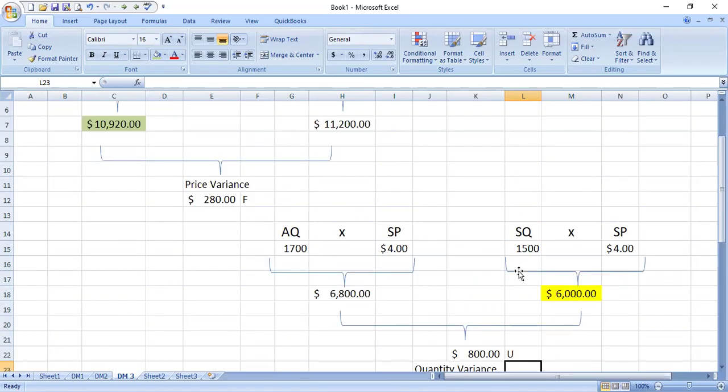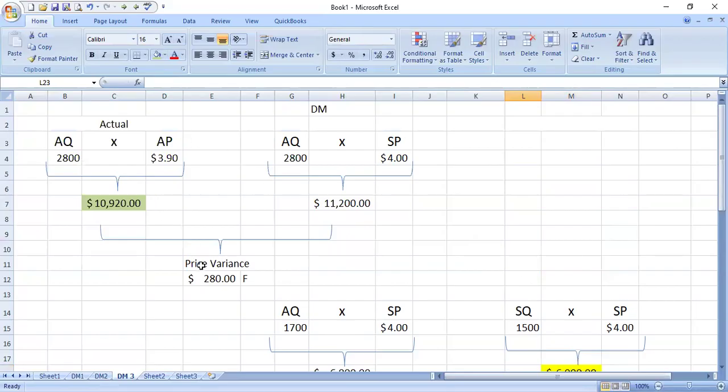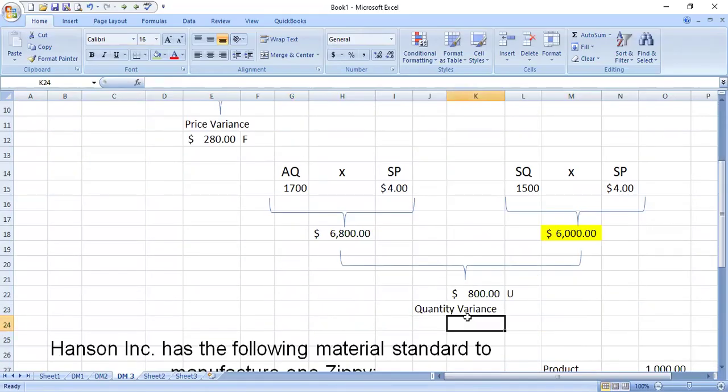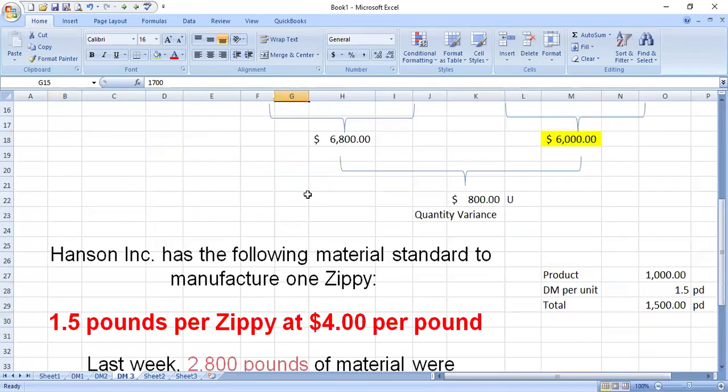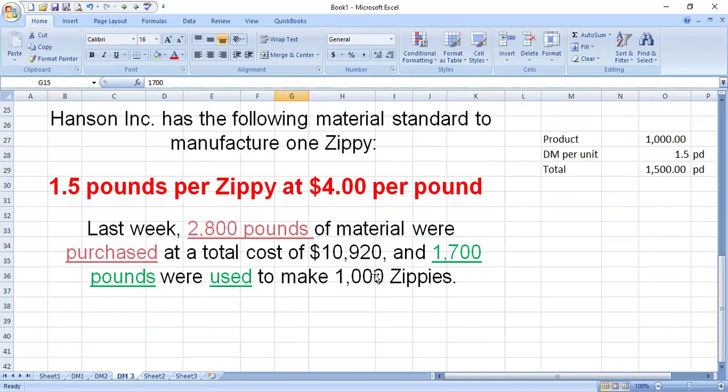Make sense? The whole point here is to understand that for the price variance, we're going to use the actual material purchased. And for the quantity variance, we're going to use the actual material used in production to produce those 1,000 units of ZPs.